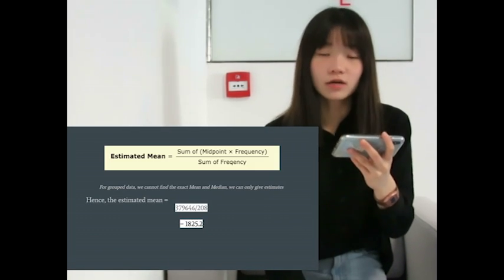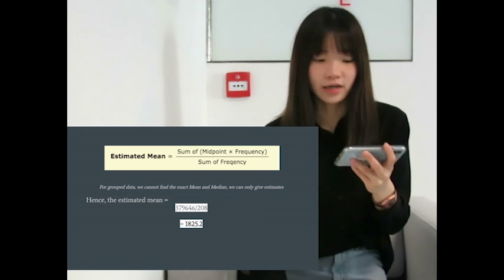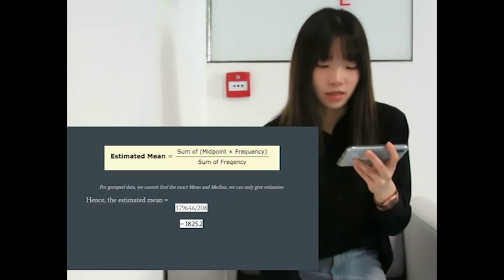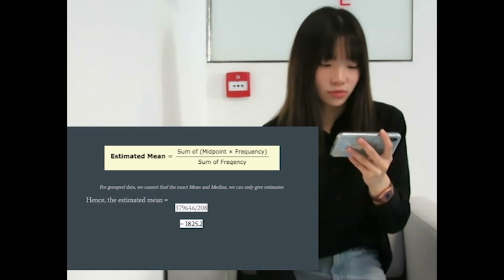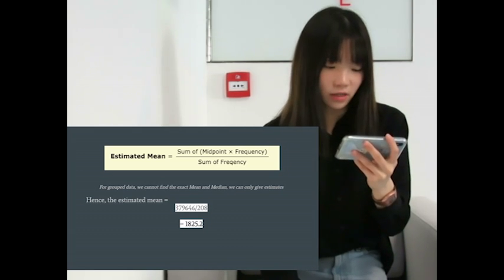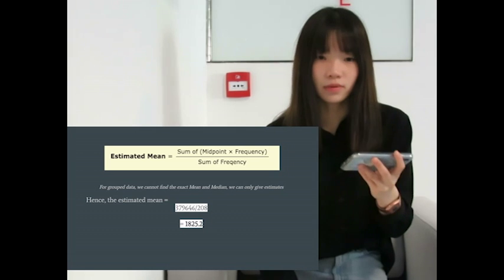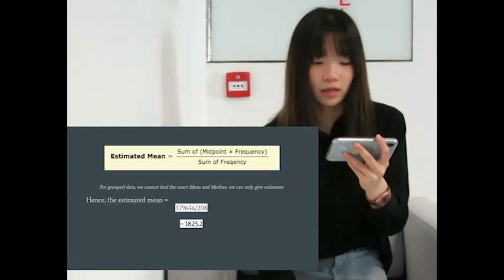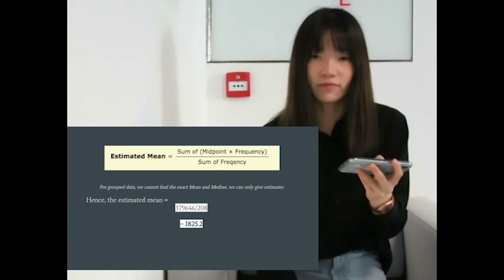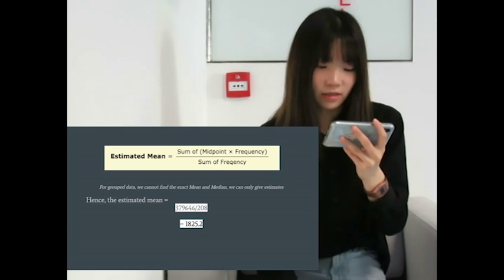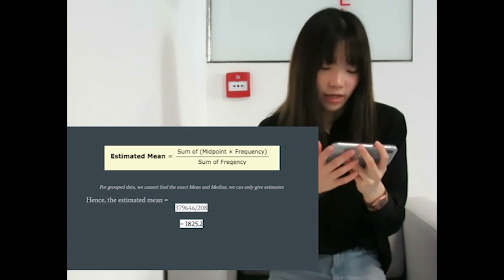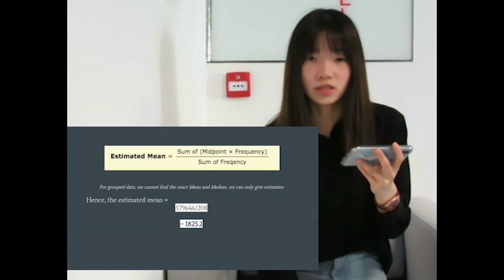Then we have to calculate the mean. Since we cannot find the exact mean and median from a group of data, we can only give an estimation. So we have to calculate the estimated mean by the equation provided. The estimated mean can be calculated by the sum of midpoint times frequency divided by the sum of frequency, which is 379,646 divided by 2018, and the answer is 1,825.2.